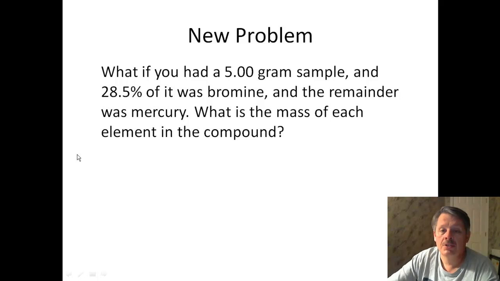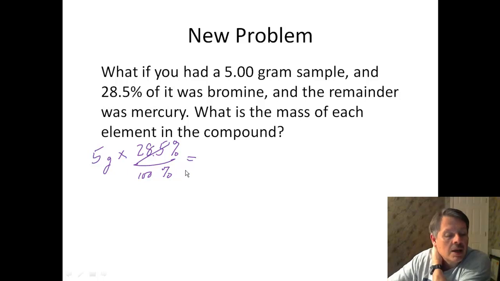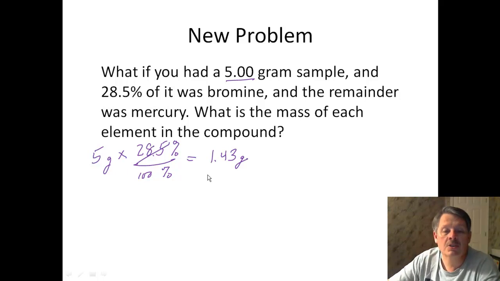So let's say we start with a 5-gram sample, and we're multiplying by 28.5%. Well, you can take the 28.5% and divide by 100%. And you multiply that all out, and you get 1.43 grams of bromine. Now, I can tell you right now, since the total is 5 grams, then the rest of it is 3.57 grams. But we have to make sure that that actually comes out to be right.